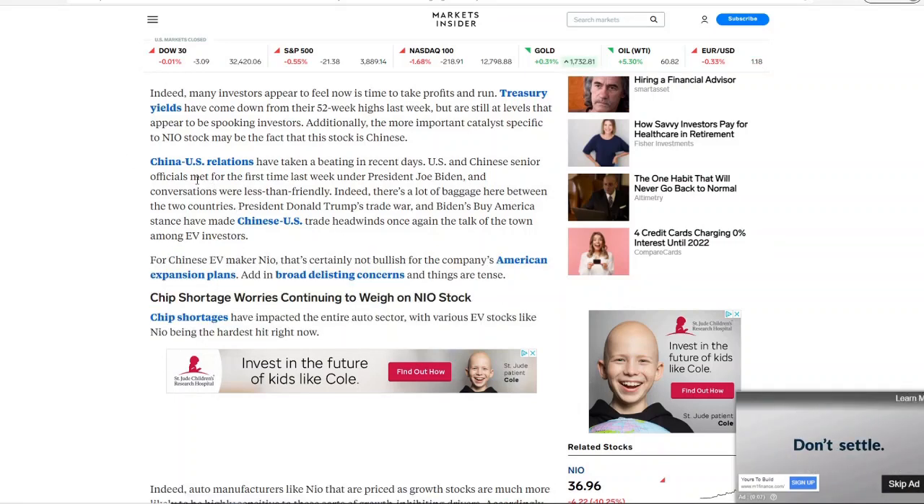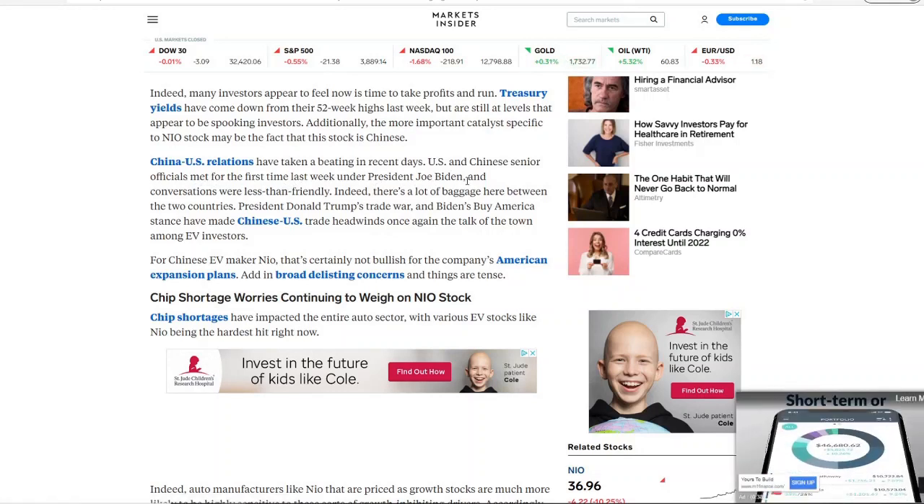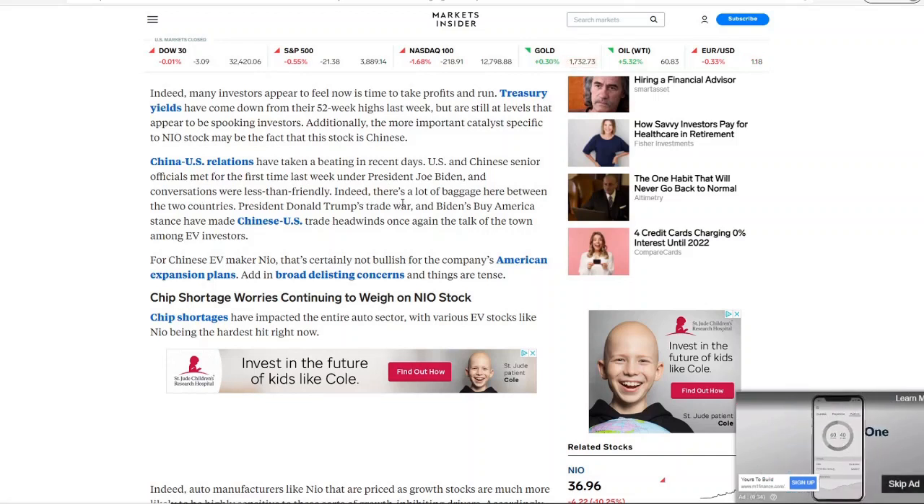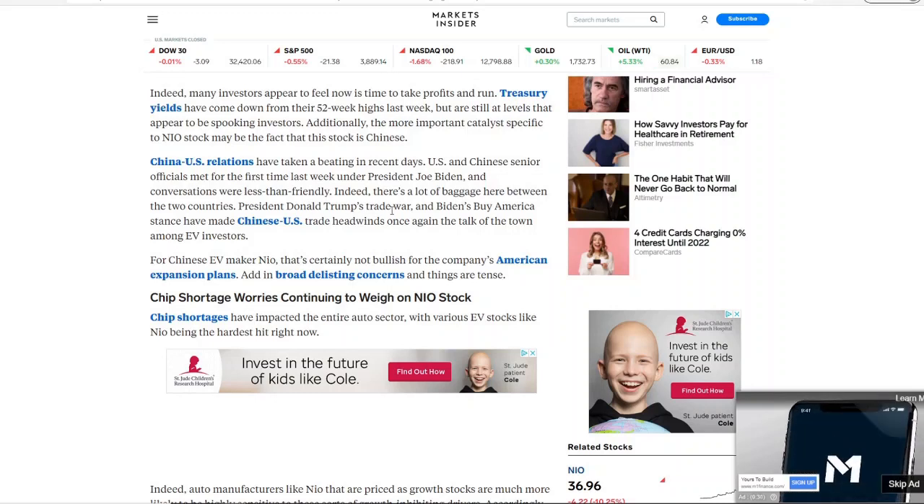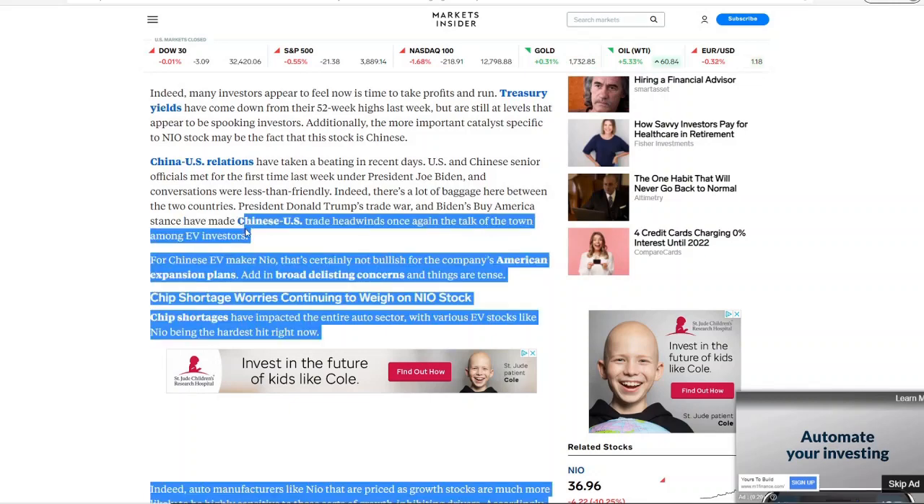So what is being said here? China and U.S. relations have taken a beating in recent days. U.S. and Chinese senior officials met for the first time last week under President Joe Biden, and conversations were less than friendly. Indeed, there's a lot of baggage here between the two countries. President Donald Trump's trade war and Biden's Buy America stance have made Chinese and U.S. trade headwinds. Once again, the talk of the town among EV investors.